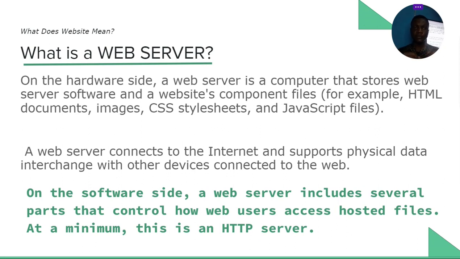Now, what is a web server? A web server can be classified into two: the hardware and the software. On the hardware side, a web server is a computer that stores web server software and a website's components, for example, the CSS file, the HTML file, the JavaScript, and so many other things. A web server connects to the internet and supports physical data interchange with other devices connected to the web.